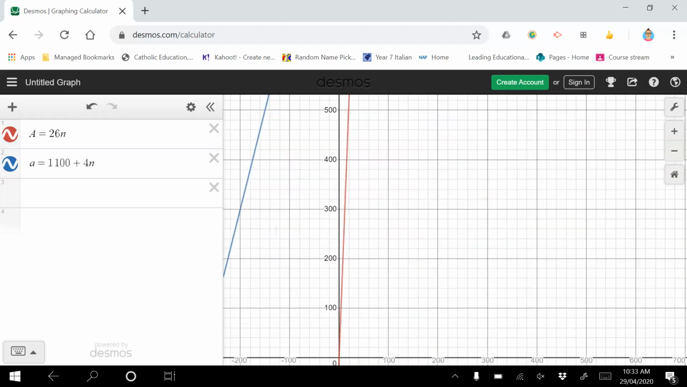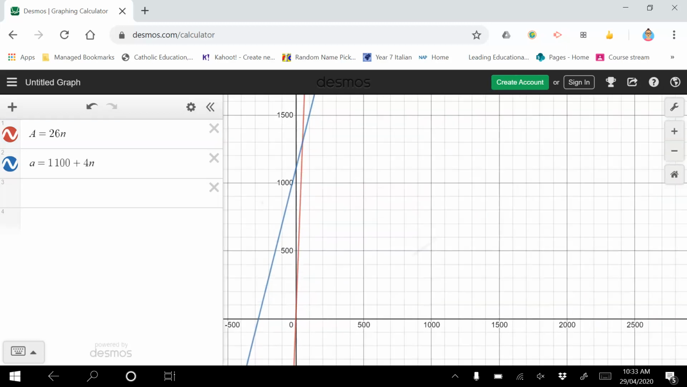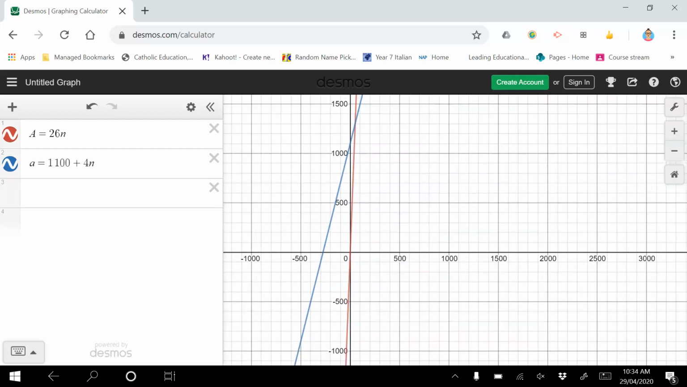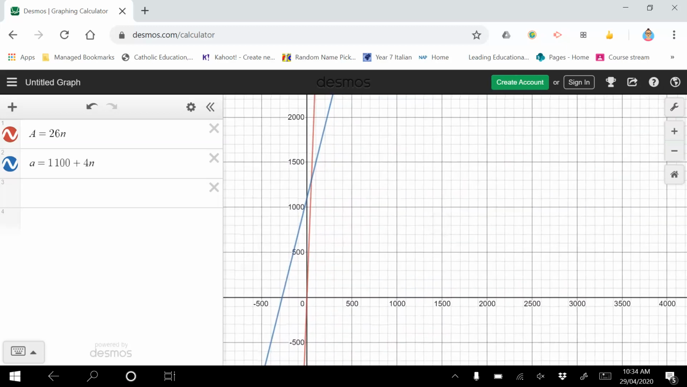There we go, starting to get an origin. Okay, all right, so you can see that the 2 points do intersect. And if I put my cursor, not move it, but try and tap on there, it will give me the point of intersection. And you can see, I don't know if you can see that, but the point of intersection is 50 and 1,300.